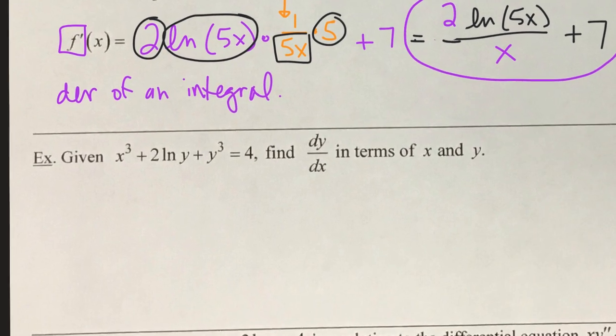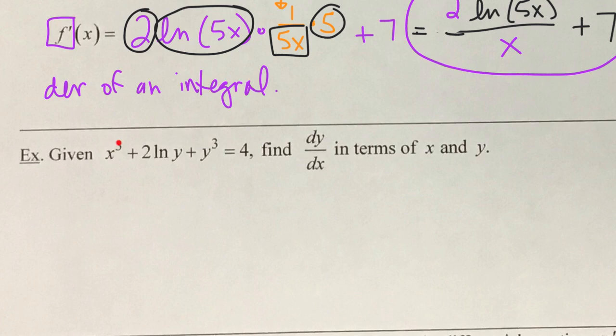Okay, here we have ourselves an equation with two variables, and we're going to find dy dx. Do you remember what this one was called? That's kind of what I figured. This is called implicit differentiation. We're going to use implicit differentiation to find dy dx in terms of x and y. So we want to have x and y in our answers.